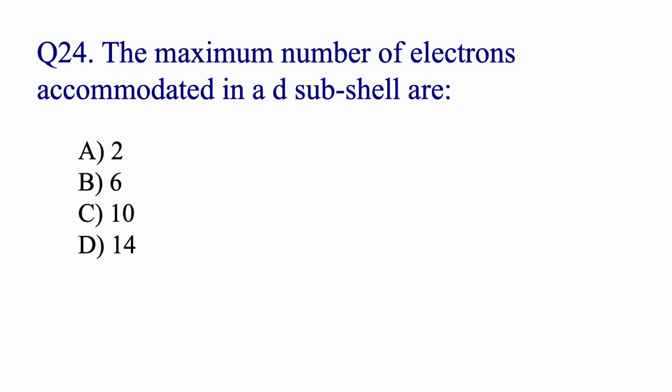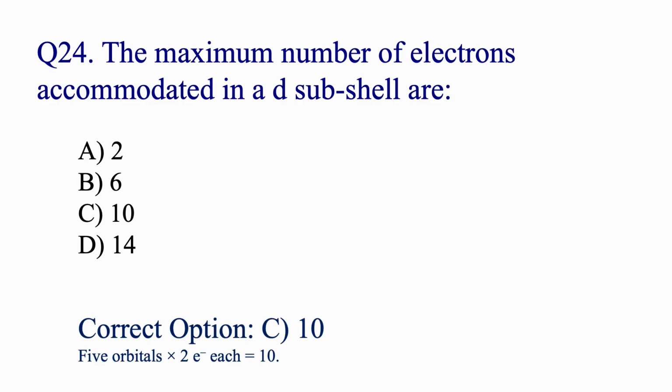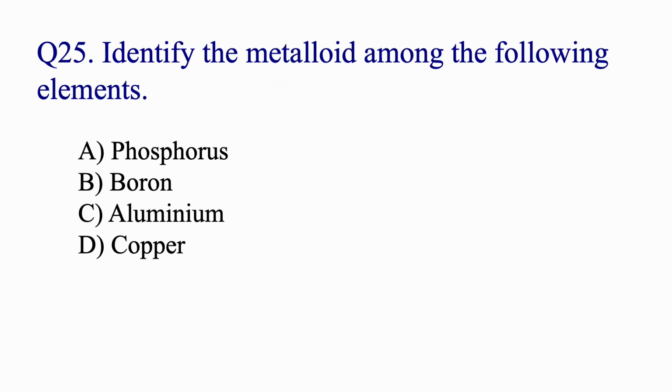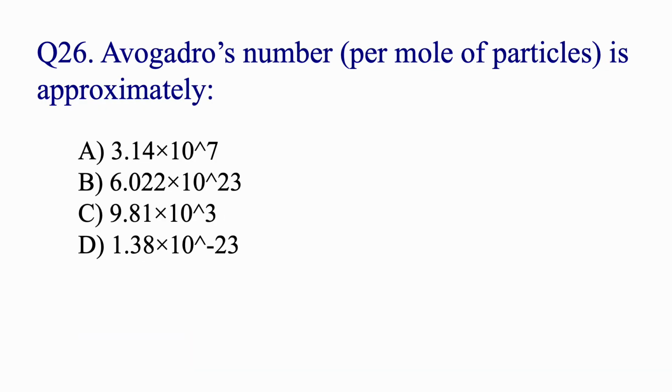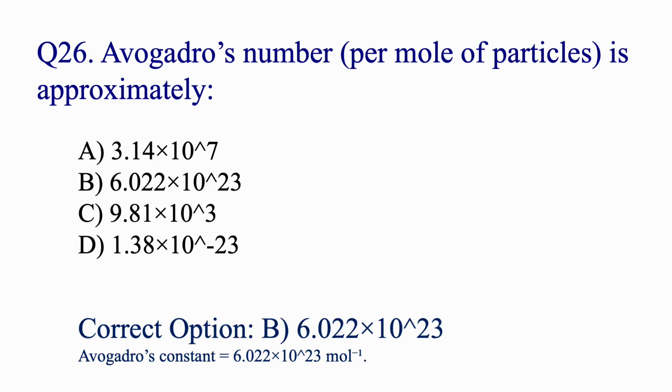The maximum number of electrons accommodated in a D subshell are 10. Identify the metalloid among the following elements. Boron. Avogadro's number per mole of particles is approximately 6.022 multiplied by 10 raised to the power of 23.